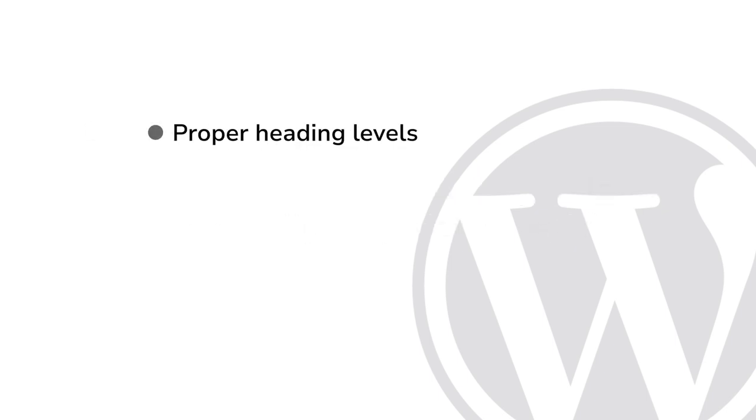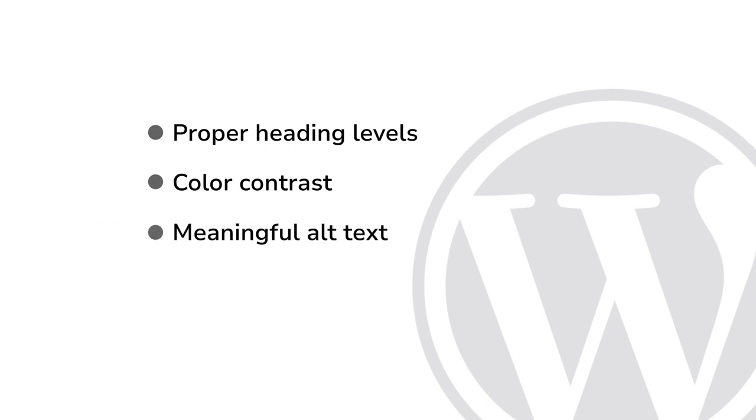Proper heading levels, color contrast, meaningful alt text, link text, and so on. Ironically, these are the most common accessibility fails on the web. In this tutorial, we'll focus on reversing this trend and show you how to test the content you create before publishing and ensure your posts and pages are usable.